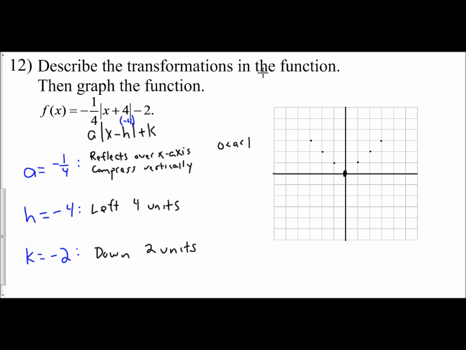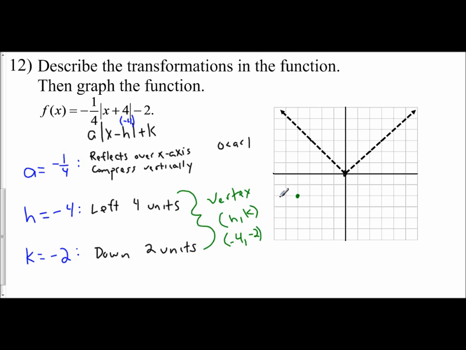So again, I'm going to use a dashed line. This is my parent function, the parent absolute value function. I'm going to take this graph, reflect it over the x-axis, compress it vertically, move it left 4 units, and move it down 2 units. I like to do the left and right movement first, and the reason why is it provides me with the location of the vertex. Your vertex is actually your h value and your k value. Because from 0, 0, I go left 1, 2, 3, 4 units, down 1, 2 units. That's the coordinate negative 4, negative 2. So that's why your h, k values are nice.